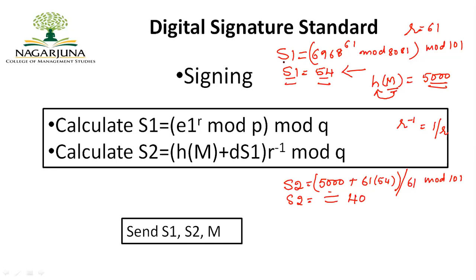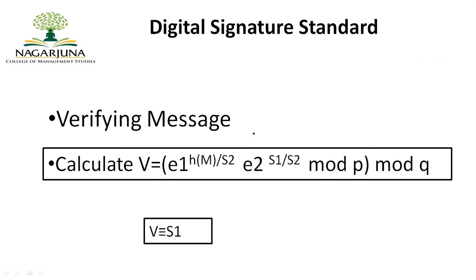Now we have generated S1, we have generated S2. Now we are supposed to send this S1, S2, and the message which has to be sent to Bob, and it is given to Bob for verification purposes. And now we will see the verification. How do we verify using the digital signature standard?